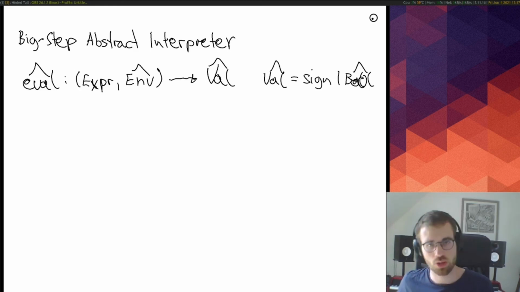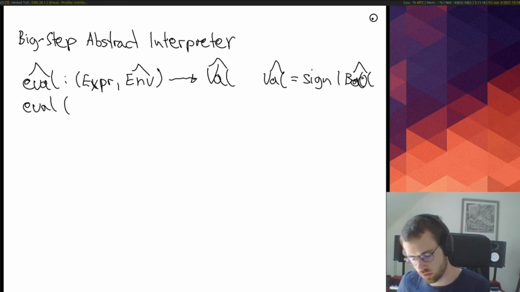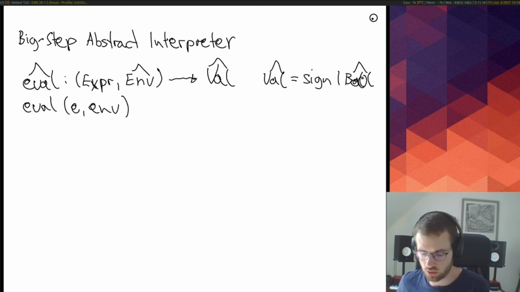Now, this abstract interpreter essentially does the same thing as the concrete interpreter. It takes the expression and it performs a case distinction on this expression.